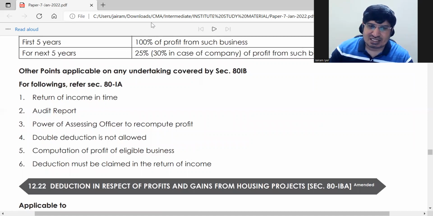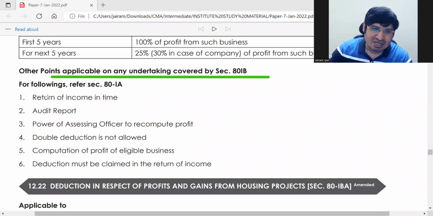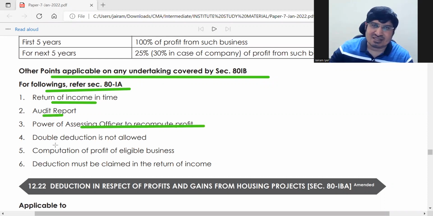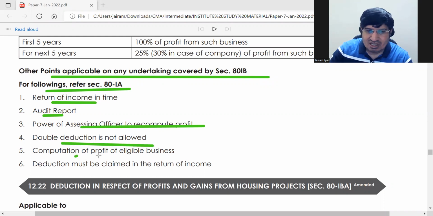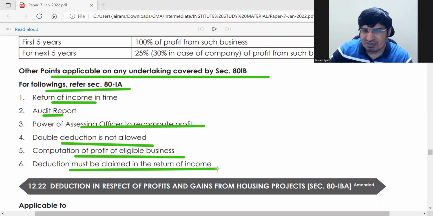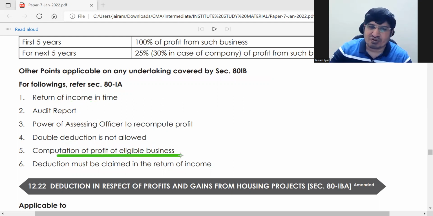So now, this will be the last part of our whole infrastructure series. Next is housing projects, that will be in the next lecture. Other points applicable for undertakings covered under 80 IB: all under G, the same as what we did earlier, return of income and time, audit report, assessing officer can recompute, all is same for this IA series. For all IA series, these points are common. Double deduction not allowed, computation of profit for eligible business, and deduction must be claimed in the return of income. In computation of profit, just think that it is a separate business and compute profit.